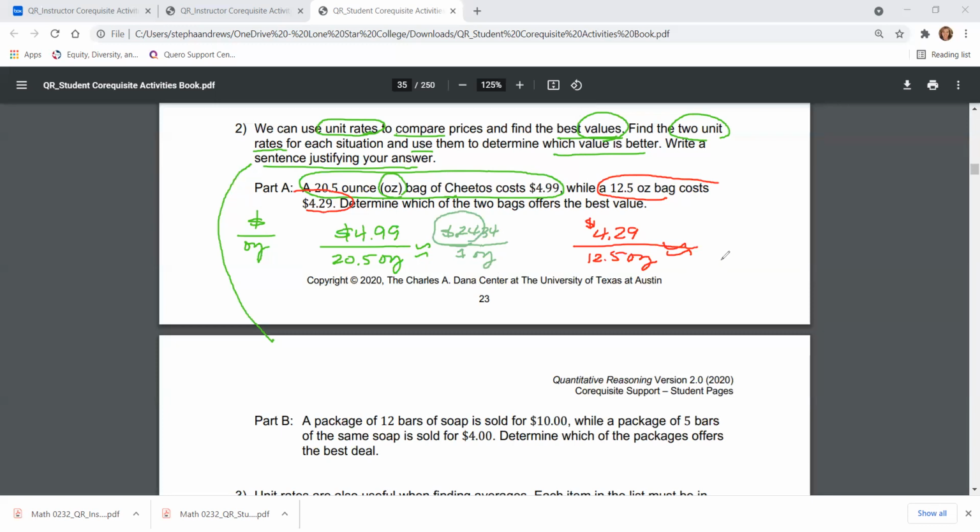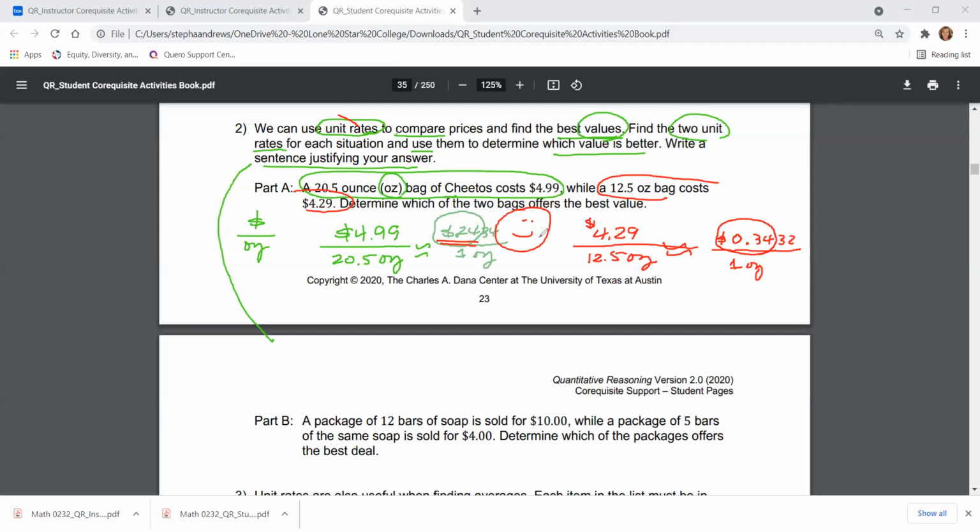The next one is $4.29 divided by 12.5 ounces. And I'm getting about $0.3432 per 1 ounce. So about 34 cents for an ounce. And so in the long run, we would save money if we bought the one that cost us less per ounce. So we did change them both to unit rates. We have made a comparison. Over here is the winner. And then a quick sentence.